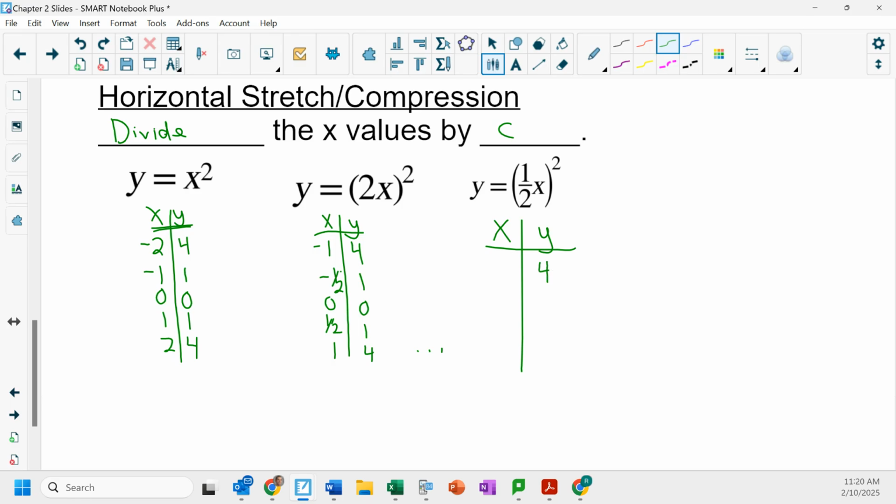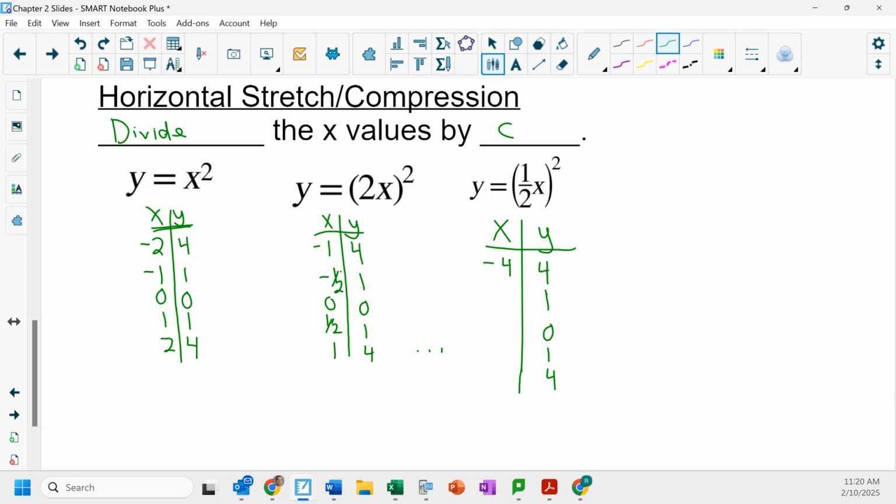So they're going to stay as 4, 1, 0, 1, and 4. But I'm taking my x values from my original table and dividing them by 1/2. So dividing by 1/2 is the same as doing what? Multiplying by 2, okay? So this would be negative 2 divided by half, or negative 2 times 2, which would be negative 4.